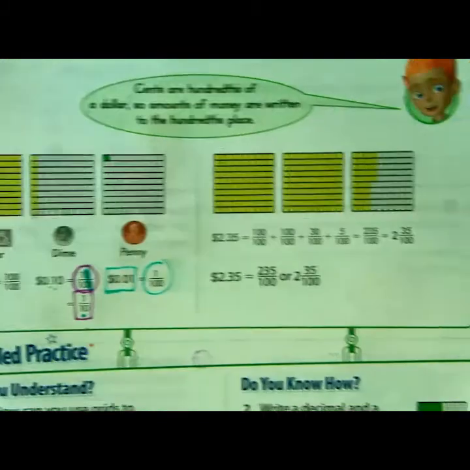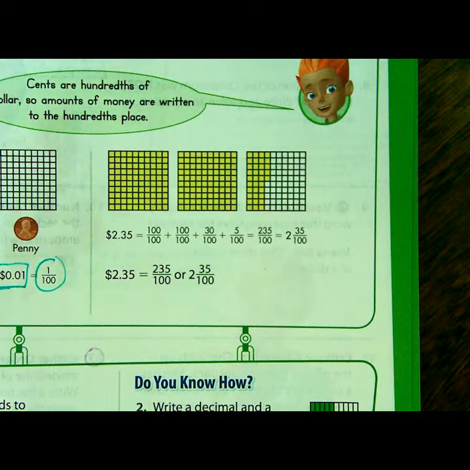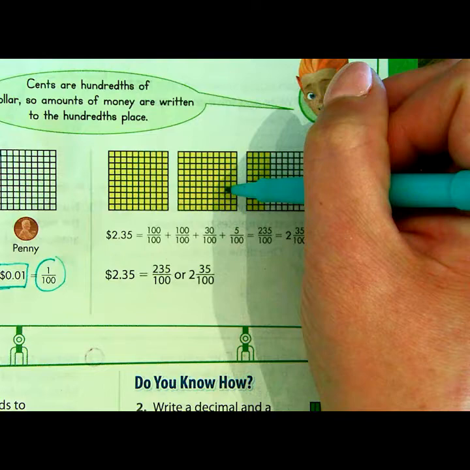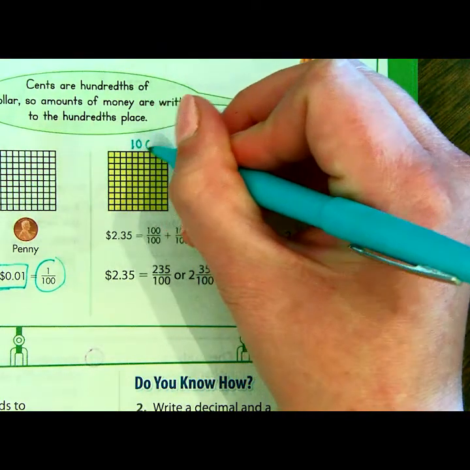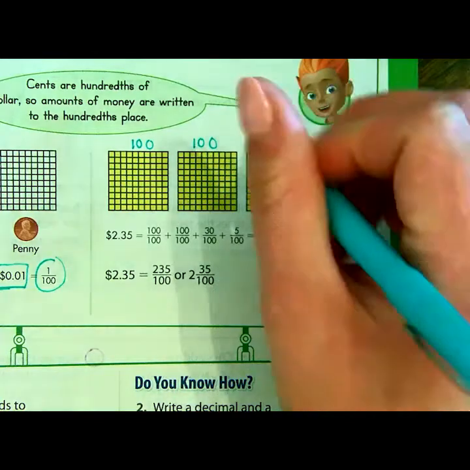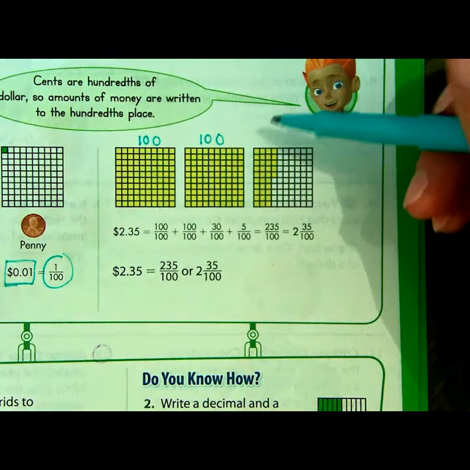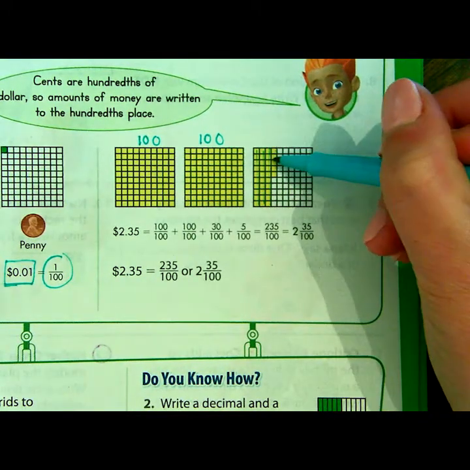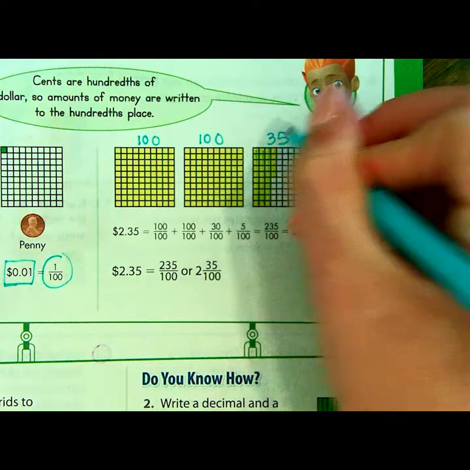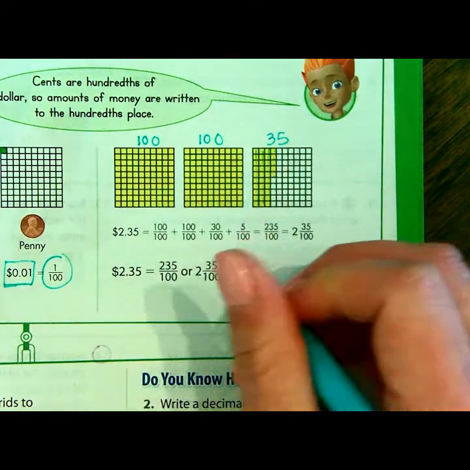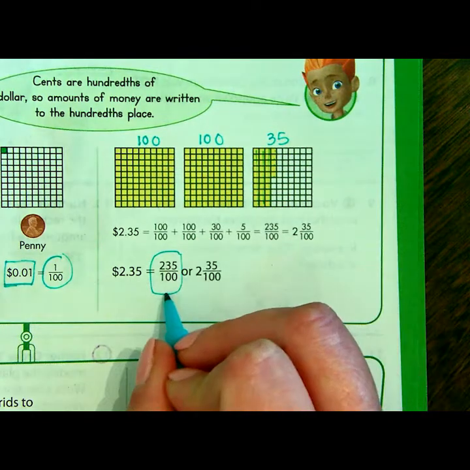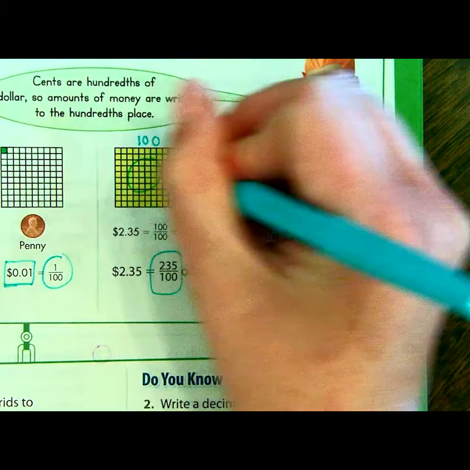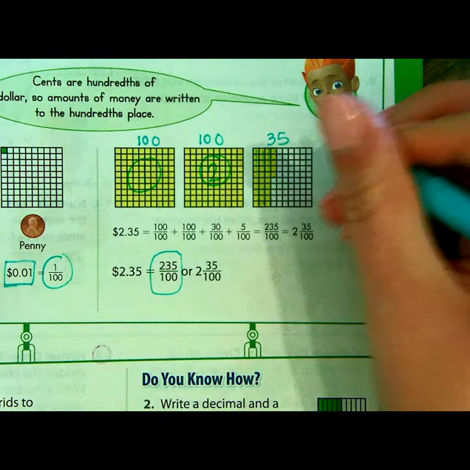If we have $2.35, that's like having 100 100ths here, 100 100ths here, right? So it's like 100 plus 100 plus, now what do we have here? Well, it looks like 10, 20, 30, 1, 2, 3, 4, 5. So there's 35. So really, I see right here 235 hundredths, just like they've represented here. Or you could write it as 2 whole figures, and then 35 hundredths, just as you see it recorded here.